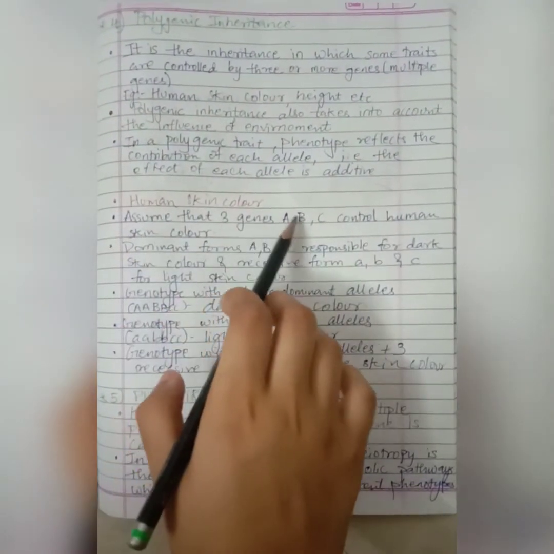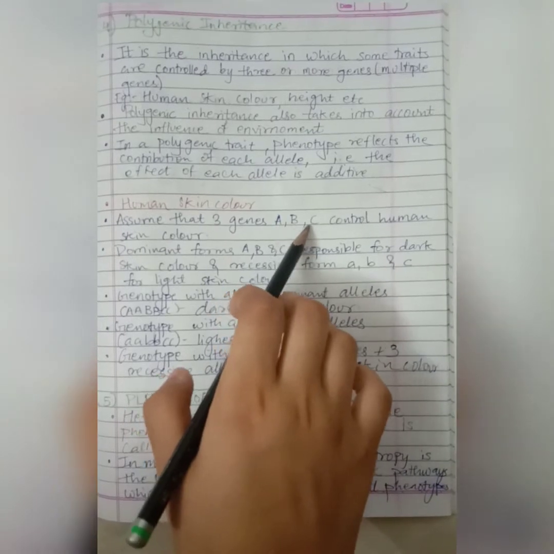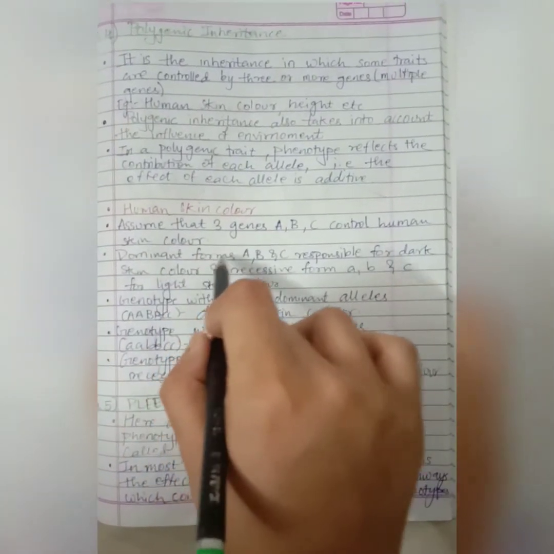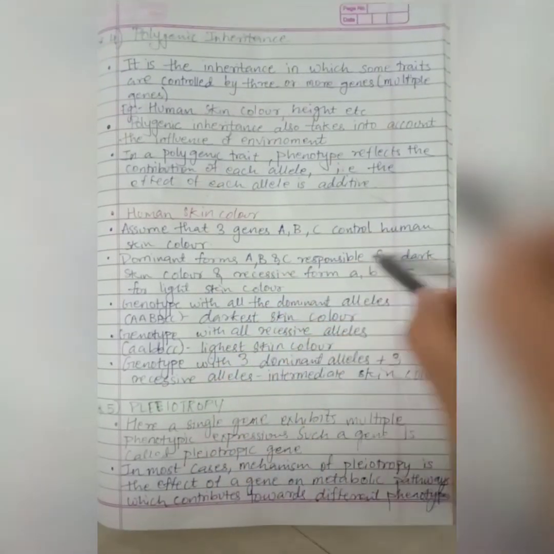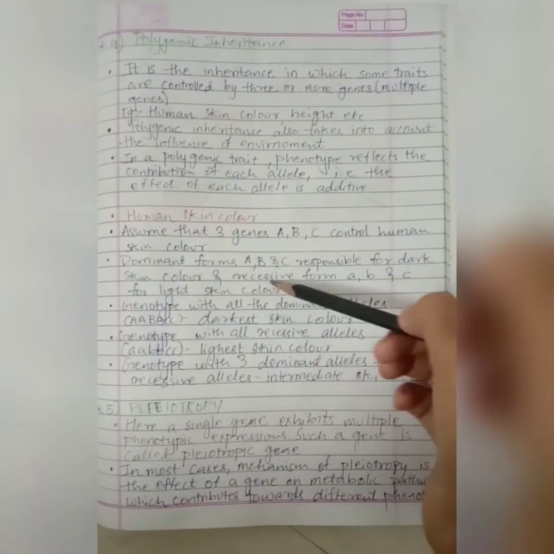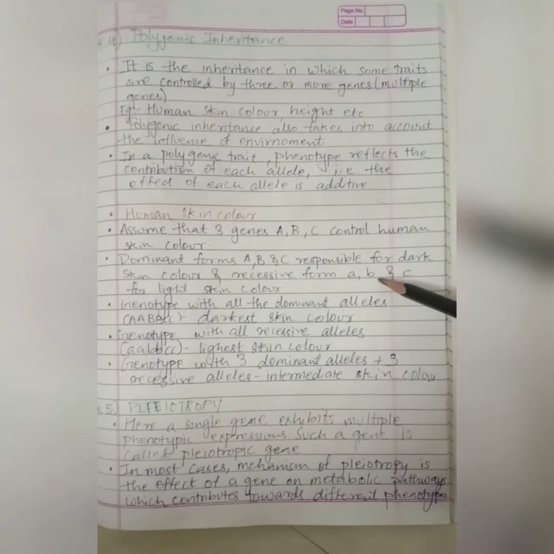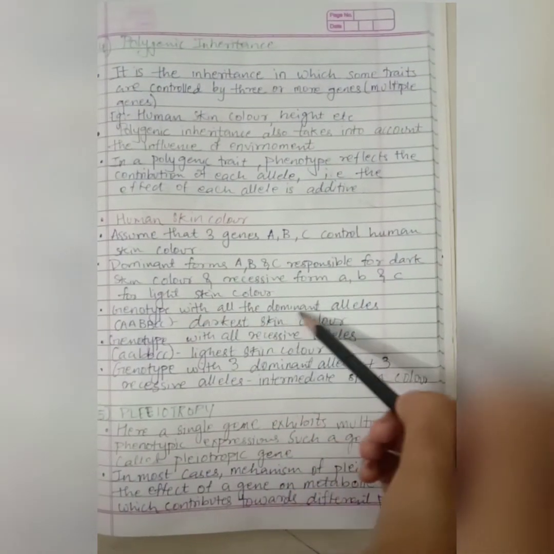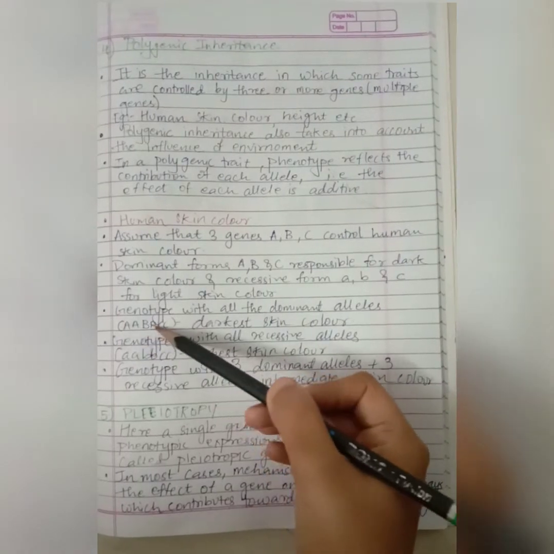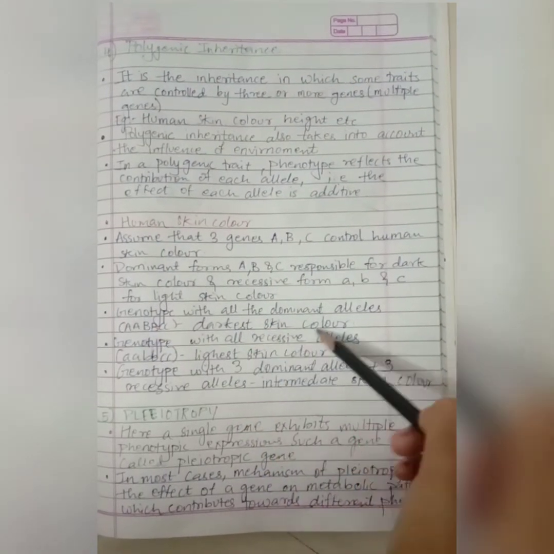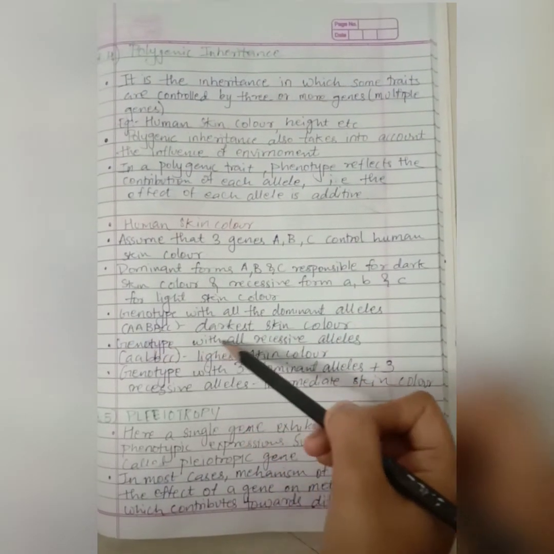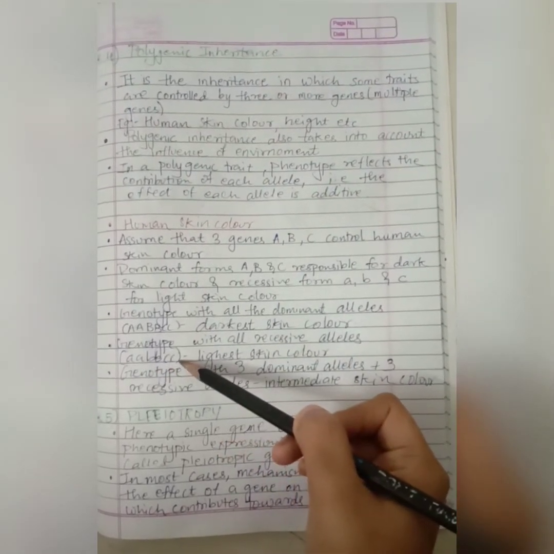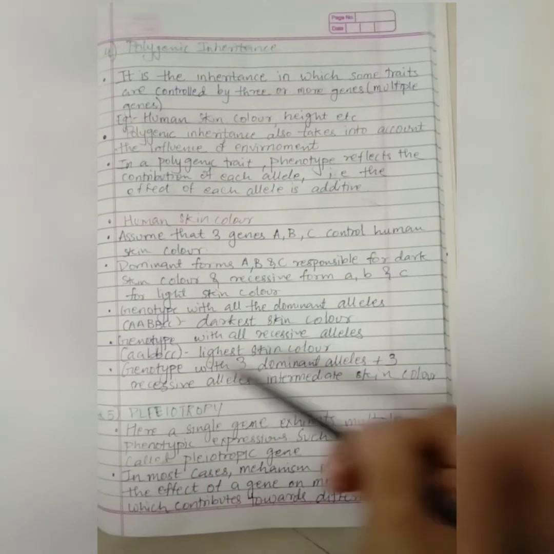Assume that three genes, capital A, capital B, and capital C, control human skin color. The dominant forms A, B, and C are responsible for dark skin color, and the recessive forms, small a, b, and c, are for light skin tone. The genotype with all dominant alleles, AABBCC, is the darkest skin color. The genotype with all recessive alleles, small a a, small b b, small c c, is the lightest skin color.